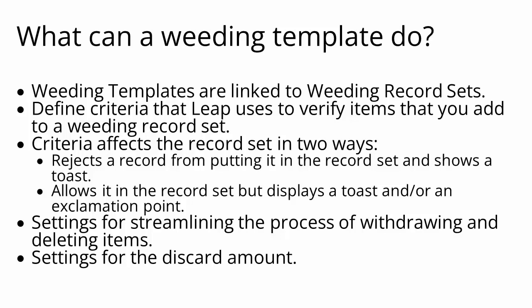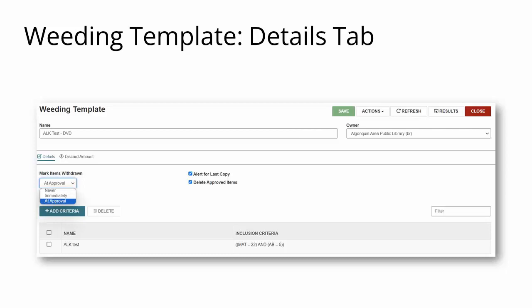There are also settings for streamlining the process of withdrawing and deleting records, as well as setting a discard amount. The discard amount is visible in the approval dashboard. I'm going to review each of the settings in the weeding template before I demonstrate how to create one.